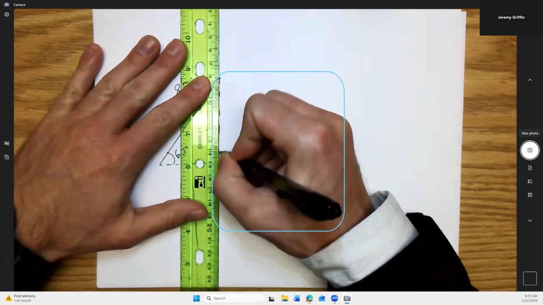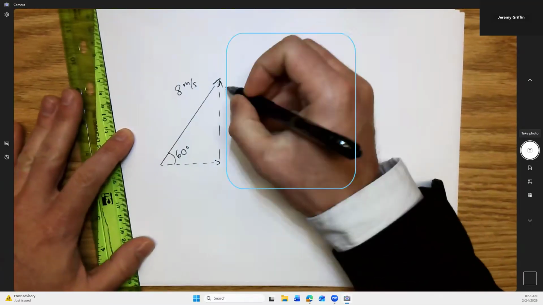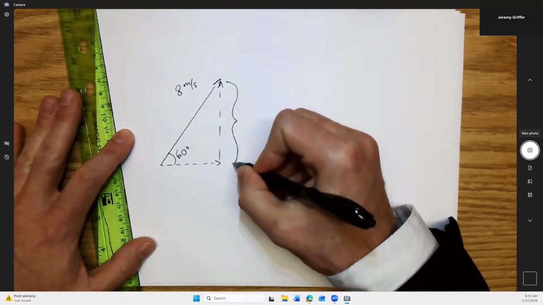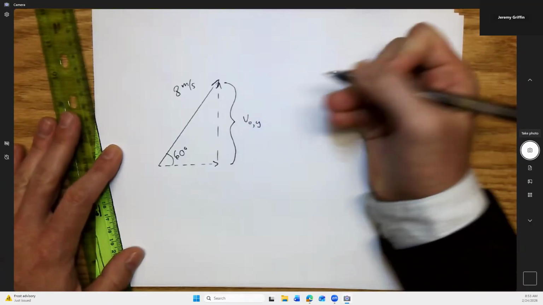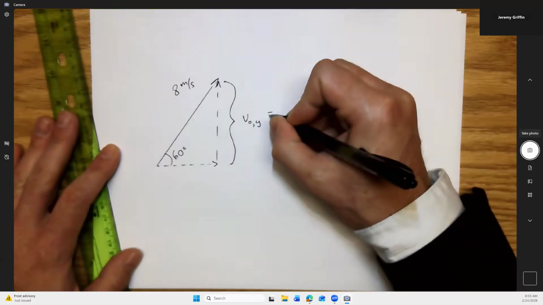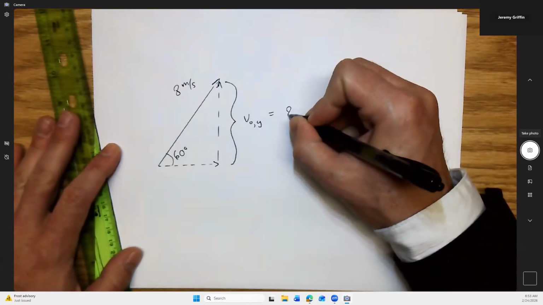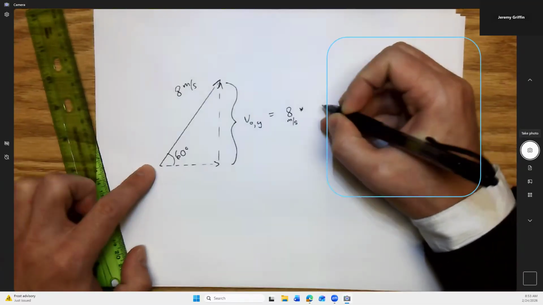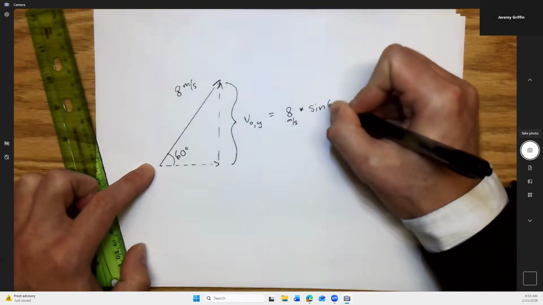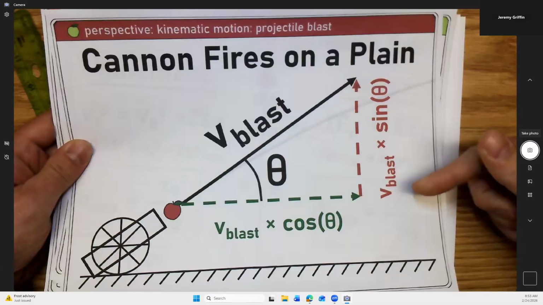Well, it's kind of going across the field, but it's kind of going up, right? And I definitely care about this component right here. I'll call this v initial in the y direction. Okay, v initial in the y direction is equal to what times what? 8 meters per second times sine of 60 degrees, right? That's this right here, v initial sine 60.